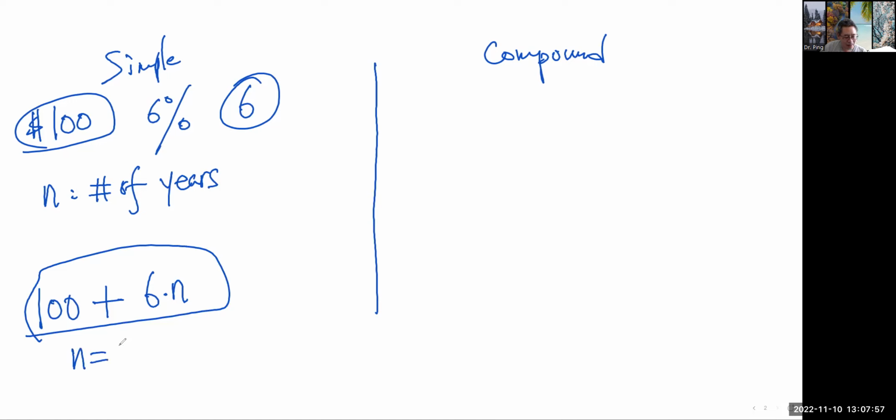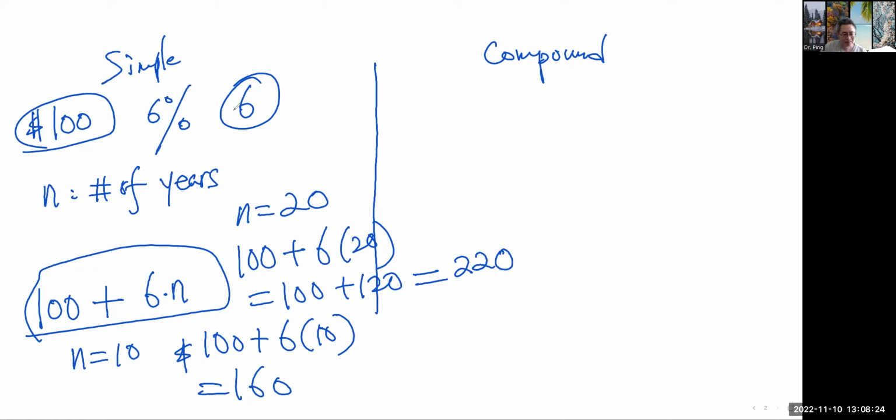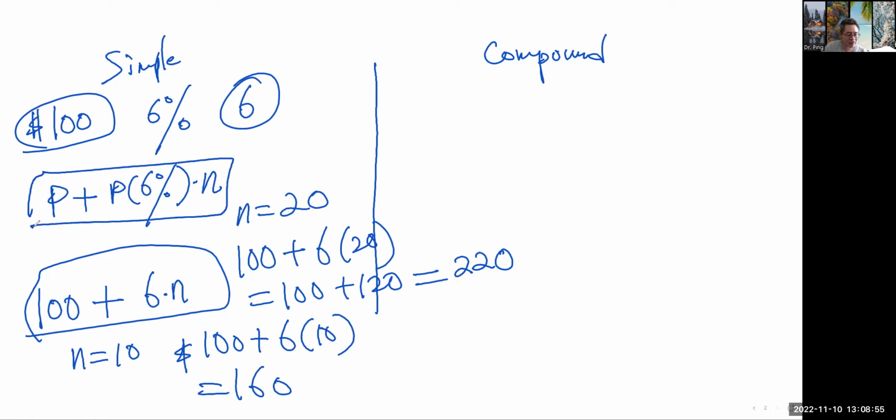So if n is 10, we have 100 plus 6 times 10, which is 160. If n is 20, then that's 100 plus 6 times 20, which is 100 plus 120, and that gives us 220. So we understand that's on this side. The formula is very simple. If you rewrite it, it's the principal, or in this case our initial deposit, which we call P, plus the principal times the interest rate, in this case 6%, times the number of years. And that is our formula. Okay, now for the compound interest, the formula is different.